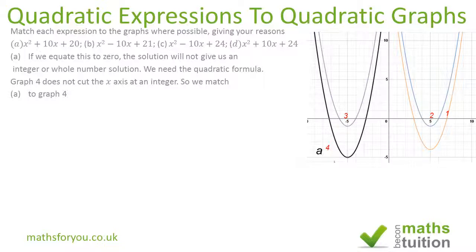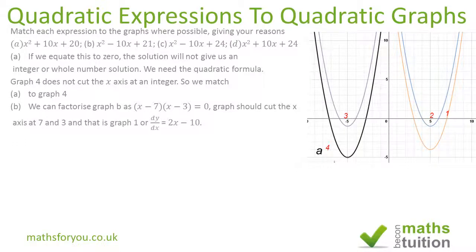Now, for expression B, as I said earlier, B has a factor pair of -7 and -3, which means that if you plot this graph, it's going to cut the x-axis at the points 7 and 3, and that's what we've got here. So the expression B matches graph 1.